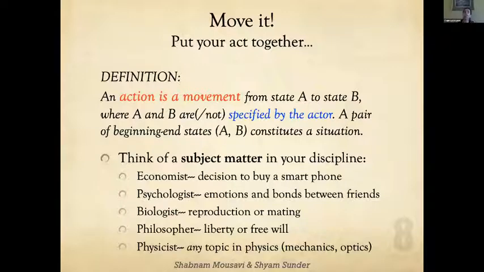And here's where I want to draw the important distinction between social science modeling versus inanimate world modeling, where the actor and the modeler are two different entities. In social science, they aren't. So I invite you to think about the subject matter in your own discipline. If you're an economist, you can think about a decision to buy something. Psychologist, you can think about bonds between people, different affects. You're a biologist, you can think about reproductive mechanisms, a philosopher, you can think about free will. And if you're a physicist, you can practically think about anything you want. And you would say, yes, action is a movement. So this is a simple, agreeable definition.